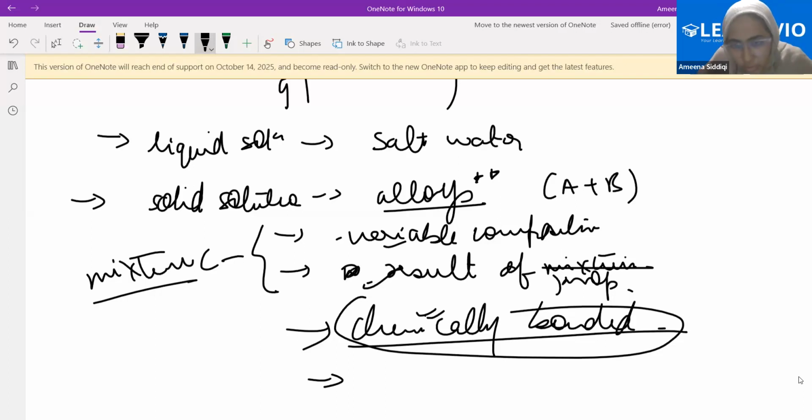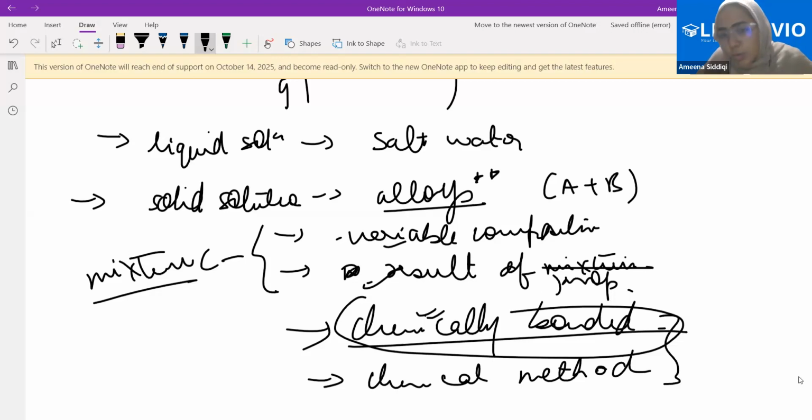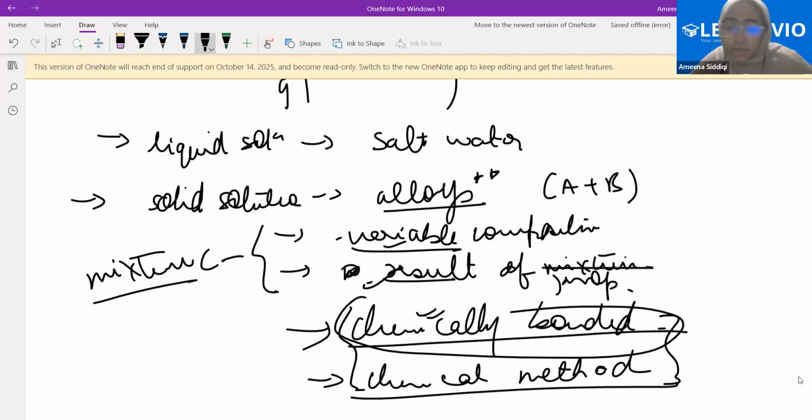And if it is chemically bonded, can I say it cannot be separated by physical methods of separation? A chemical method is needed. These two points are the exceptional points. Rest, these two points are similar to that of a mixture. Therefore, alloy is a mixture. So I can ask: give me one example of a mixture which has chemical bonding. Alloy, any alloy. Is it clear?